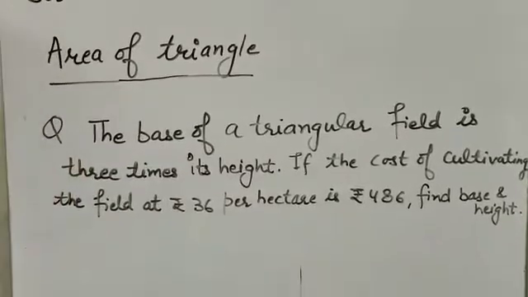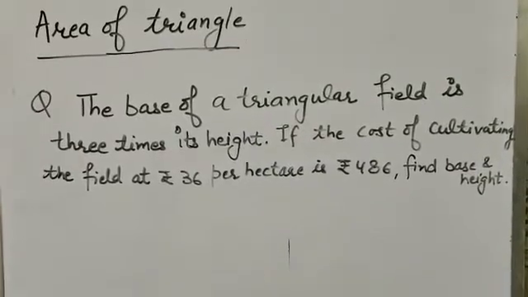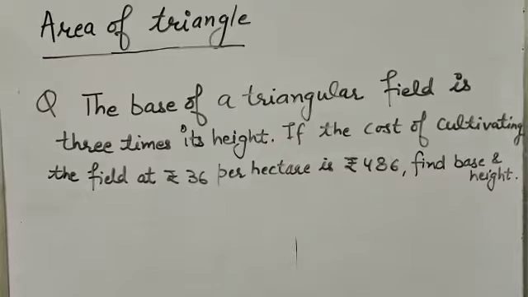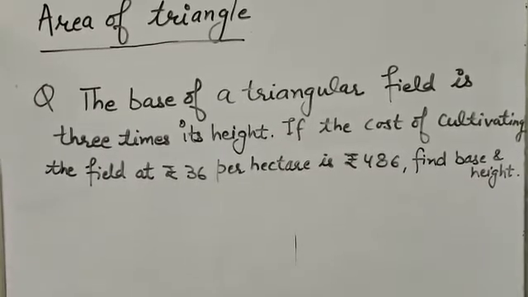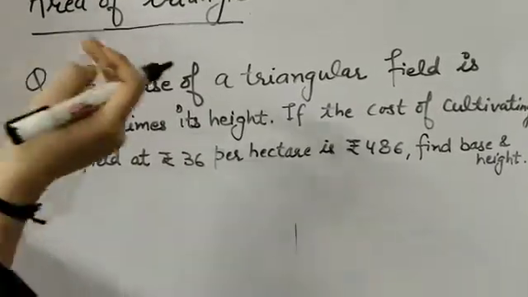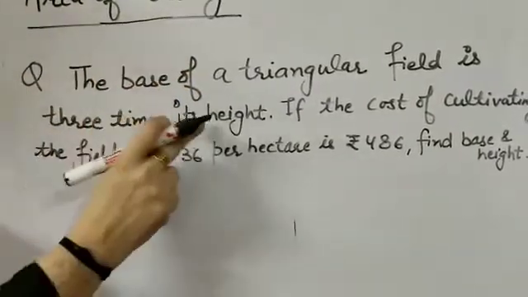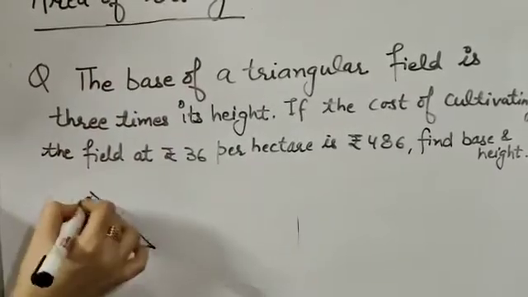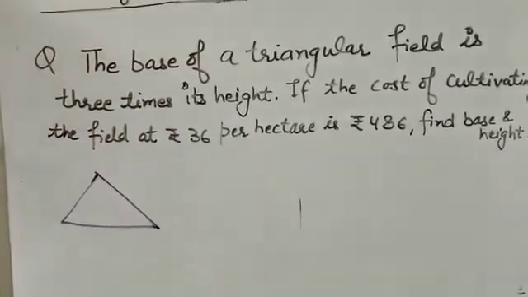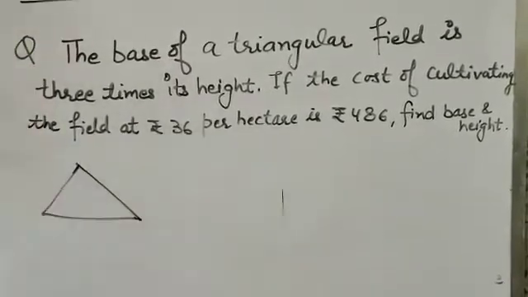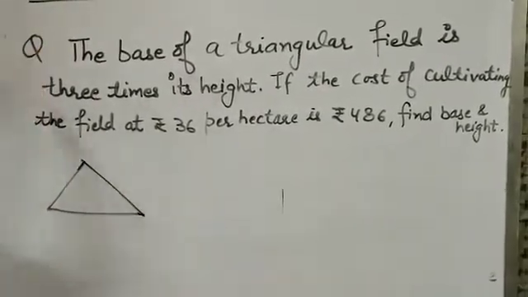Now the next question. The base of a triangular field is 3 times its height. If the cost of cultivating the field at rupees 36 per hectare is rupees 486, find the base and height. What is given to us? The relation between the base and the height of a triangular field. Relation is given between the base and the height. Now we have to find this base and height, and we also find the cost of cultivating the field.